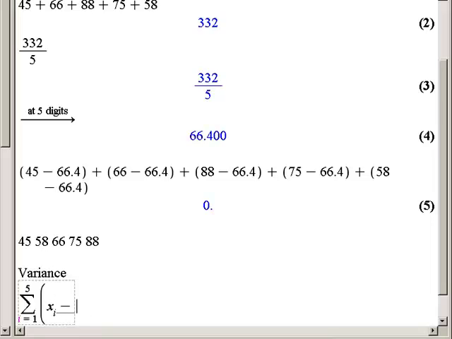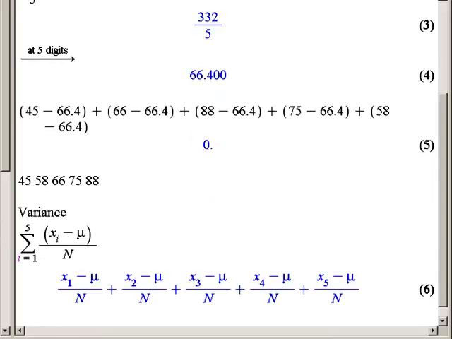Just take an easier notation. If I can find mu, I would use mu. Let me just use mu here, and then divided by n, capital N. So basically, if we were dealing with the variance of a population, and let me just type it here, variance of a population.